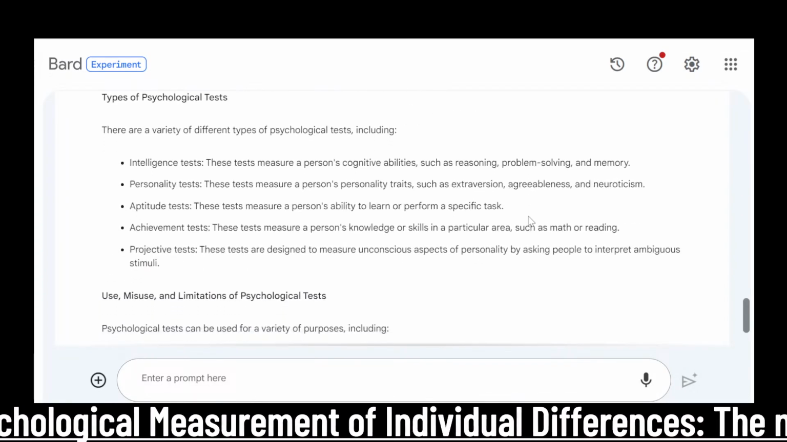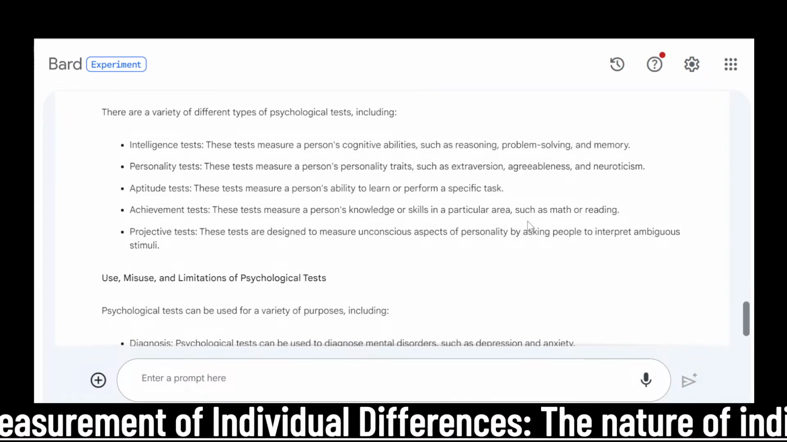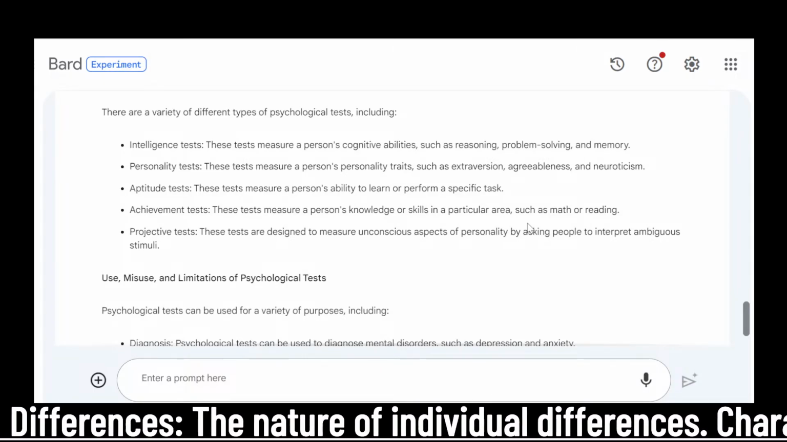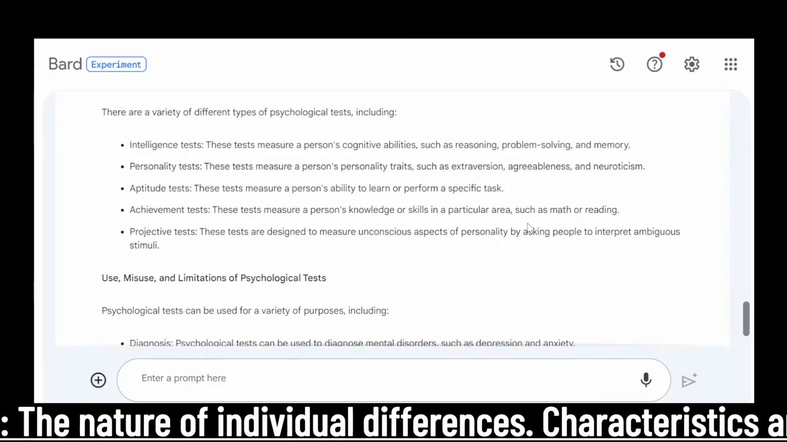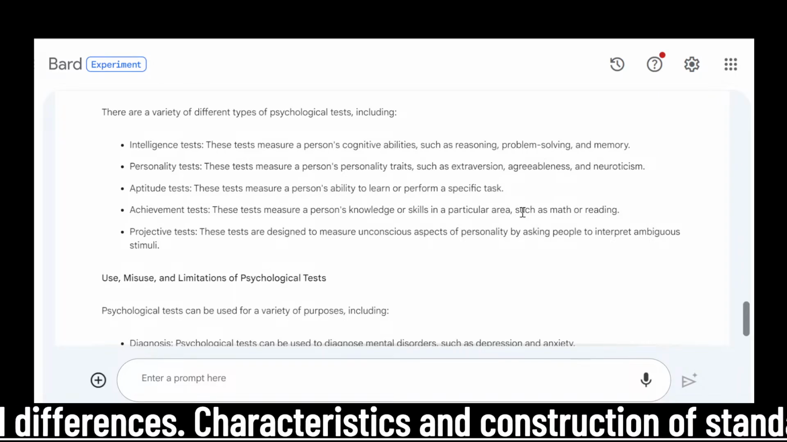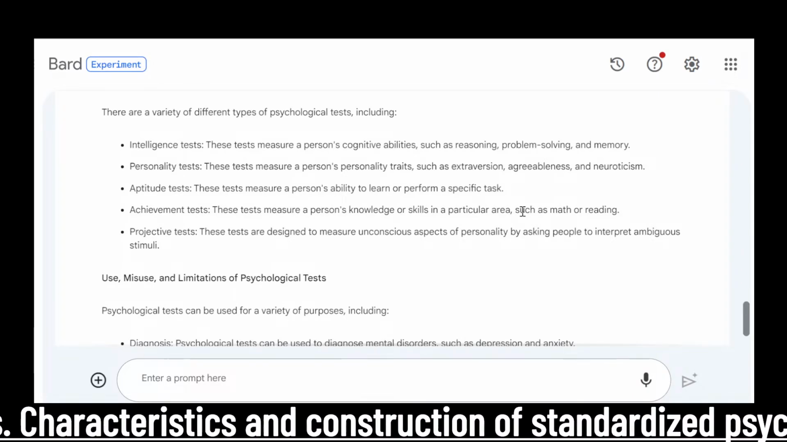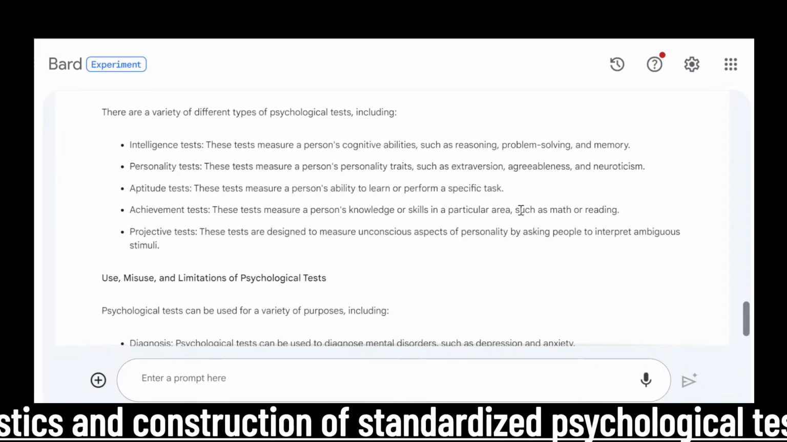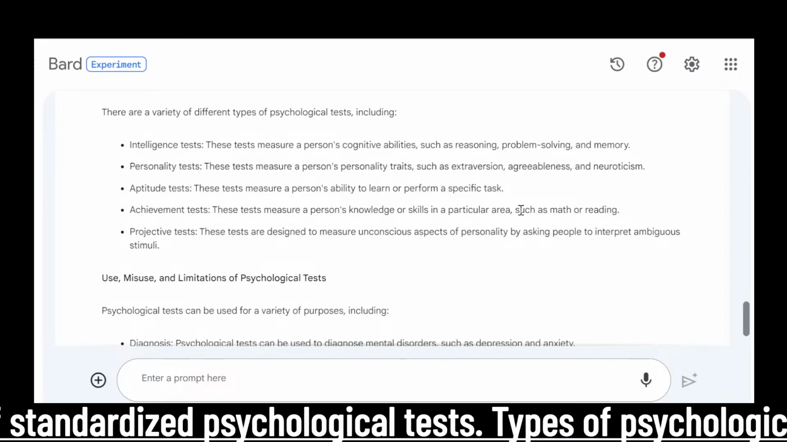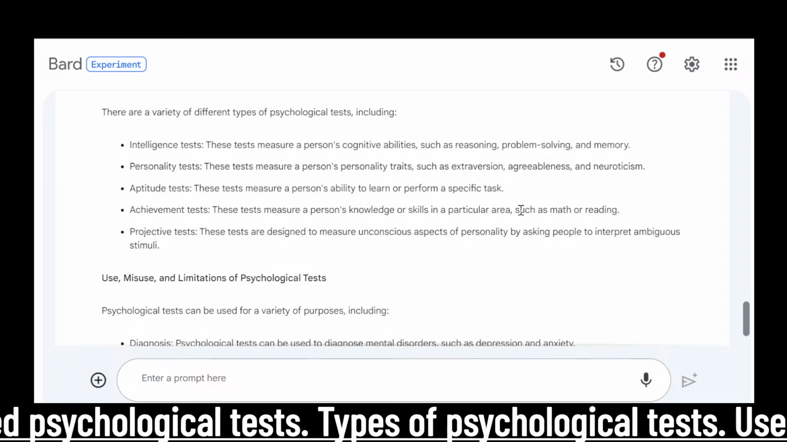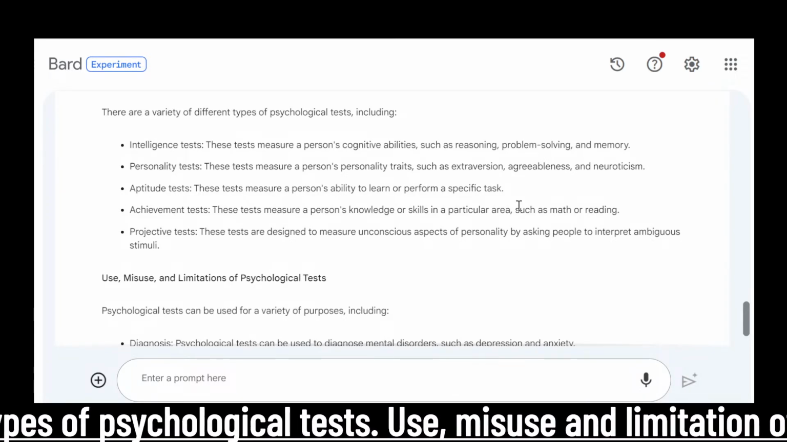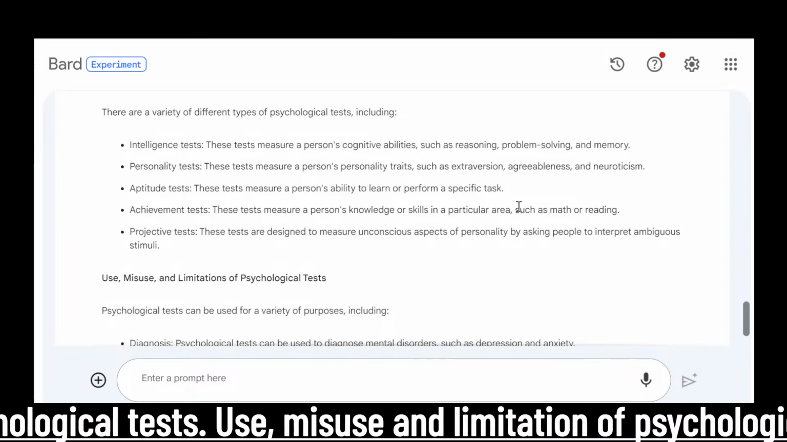So what are the types of tests? There are a variety of different tests. First, intelligence tests used to measure a person's cognitive abilities such as reasoning, problem solving, and memory. Then personality tests to test personality traits such as extroversion, agreeableness, neuroticism. Then aptitude tests to measure a person's ability to learn and perform a specific task. Then achievement tests, measuring a person's knowledge and skill in particular areas such as math or reading. Then projective tests. These are designed to measure unconscious aspects of personality by asking people to interpret ambiguous stimuli. So these are the five tests: intelligence, personality, aptitude, achievement, projective test.